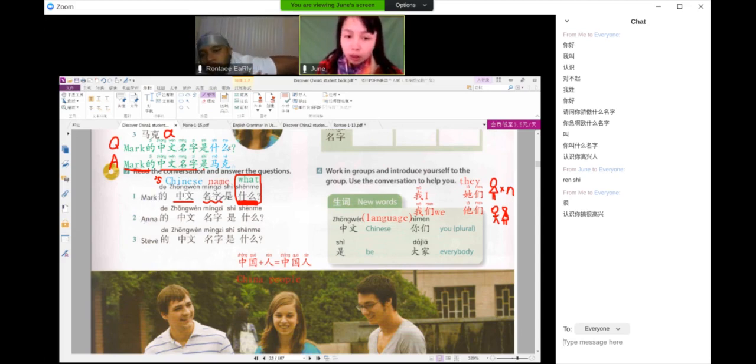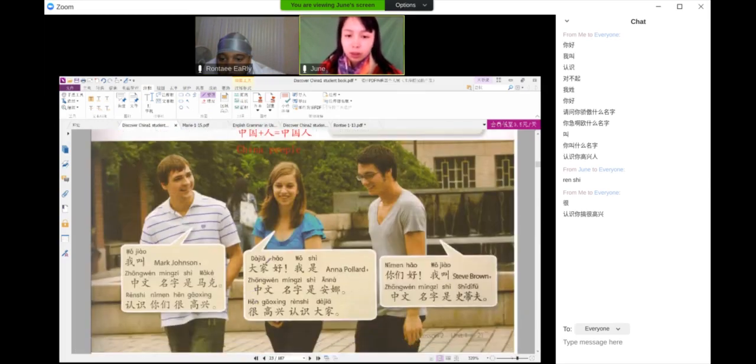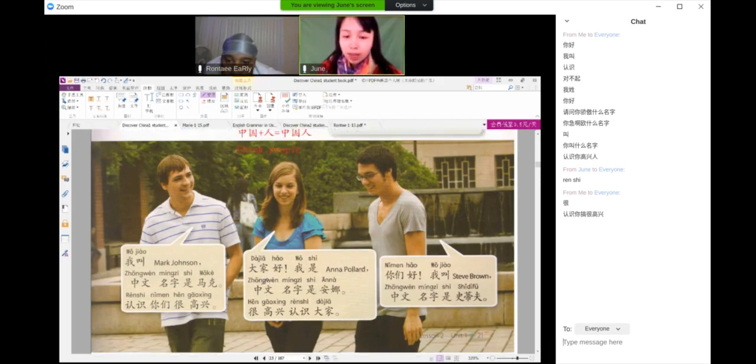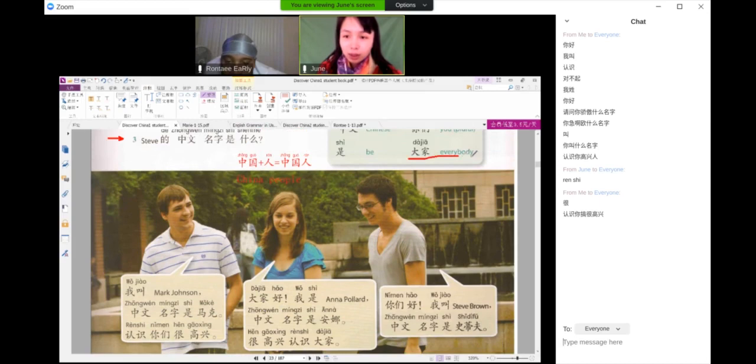Okay, so we got three questions about Mark's Chinese name. Mark 的中文名字是什么? And could you read this question and this question? Anna 的中文名字是什么? Good. Steve 的中文名字是什么? That's right. So we are going to figure out through the conversation. So this one. 大家好，我是 Anna Pollard. 大家好，我是. I'm trying to remember what 大家 means.